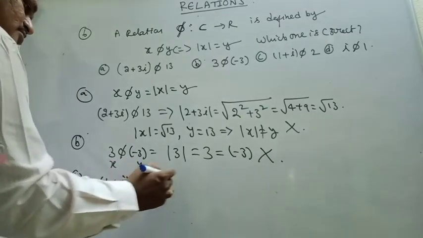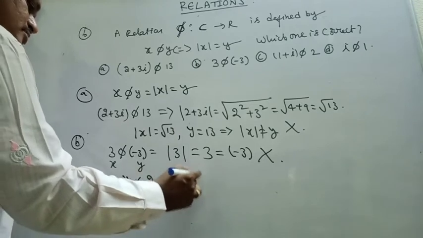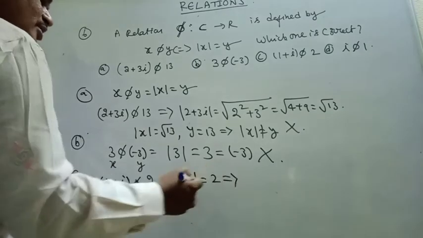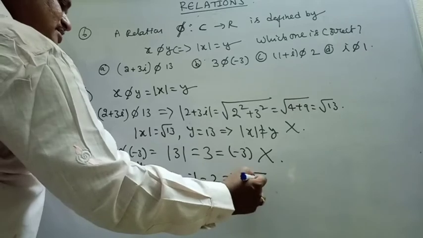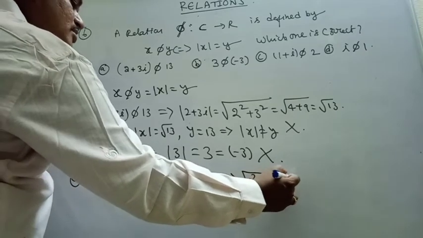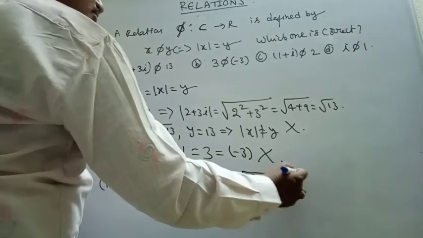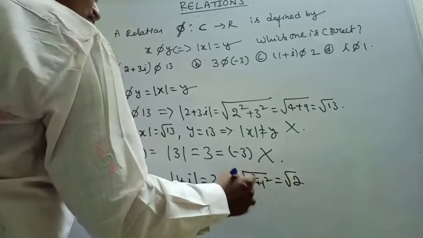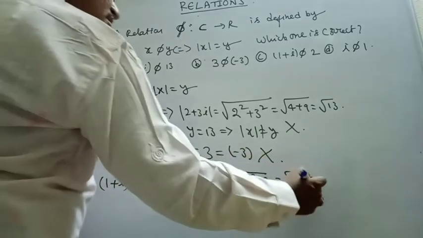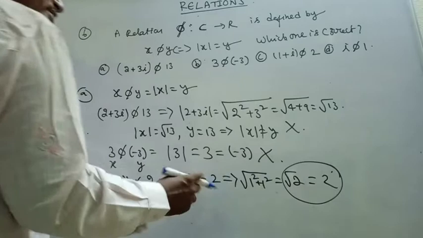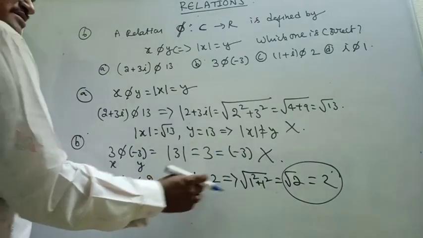The square root of the modulus of 1 plus i should equal 2. Now let us check. The modulus of 1 plus i is nothing but what? 1 square plus 1 square, that equals root 2, right? Now root 2 is equal to 2? You cannot say that, because the modulus of 1 plus i is root 2.